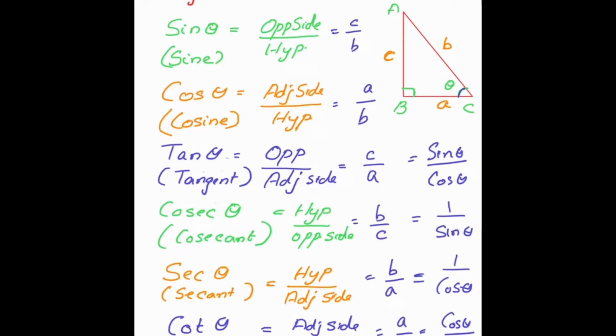So sine and cosecant, cos and secant, and tan and cotangent or cot, they are reciprocal to each other. And for remembering, sine is opposite by hypotenuse, cos theta is adjacent by hypotenuse, and tan theta, of course, is sin theta by cos theta. Hope it is clear. It's very important. It's the fundamentals of trigonometry.